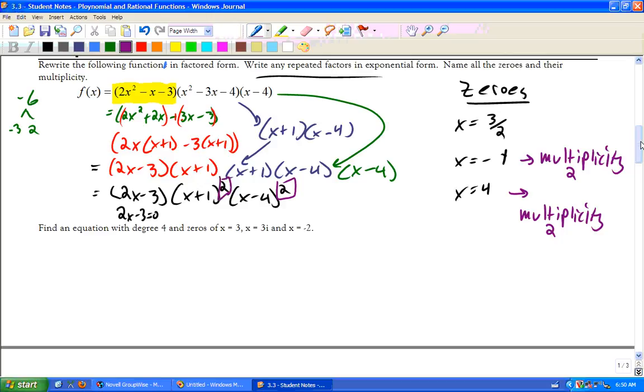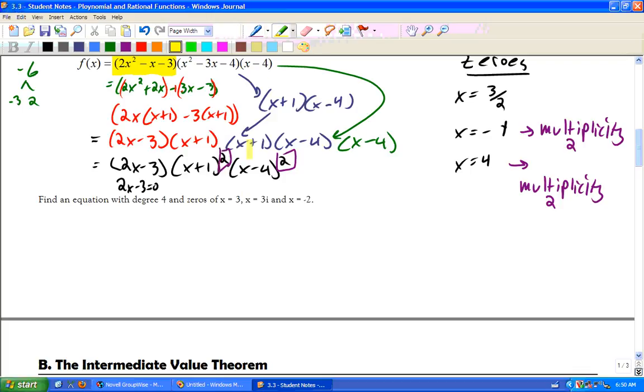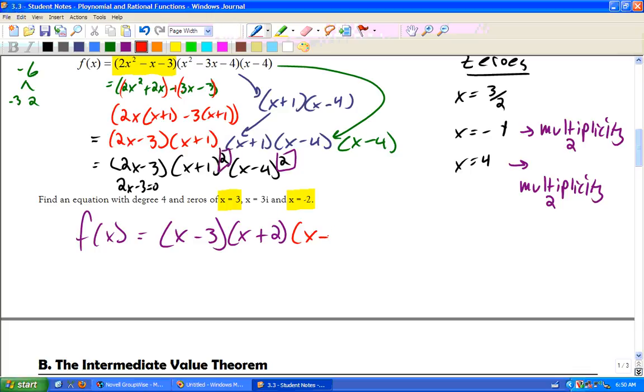Next question says, find an equation with degree 4 and zeros of x equals 3, x equals 3i, and x equals 2. I'm going to start with just our real solutions, x equals 3 and x equals 2. When I'm building this, we'll just call it f of x for some function. The first factor will be x minus 3. Because the second zero is 2, our next factor will be x minus 2. We can do the same thing with x minus 3i, but this is giving us more information than we might expect. It's telling us that if x equals 3i, we also know, because complex solutions come in conjugate pairs, that negative 3i is also a zero. So we can also put in x plus 3i.